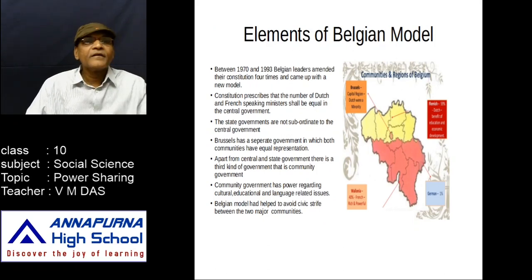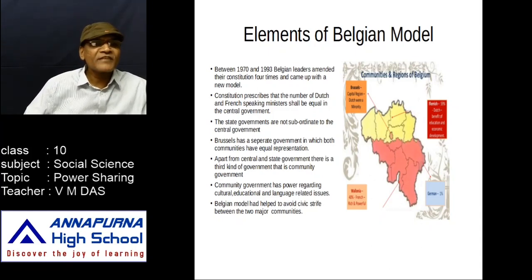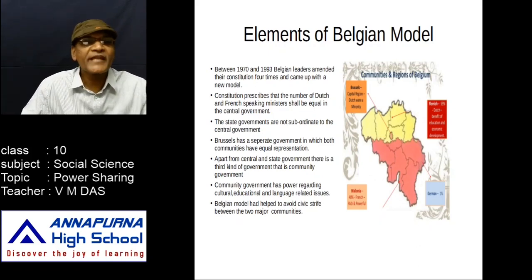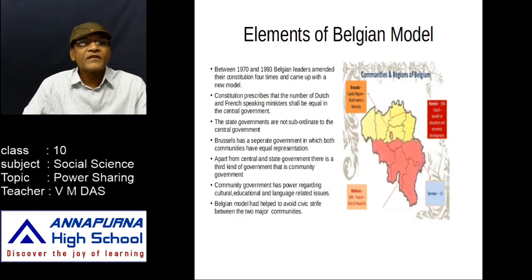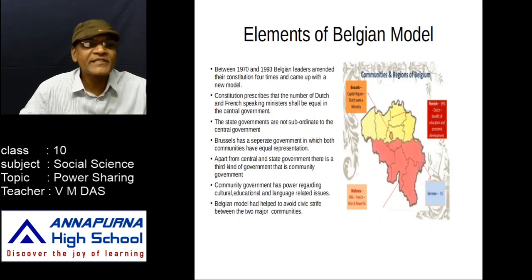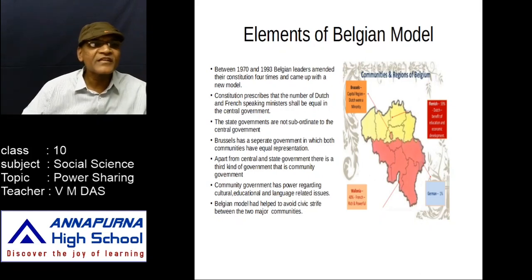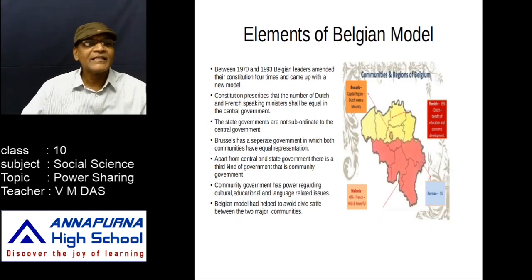Now let me tell you about the elements of the Belgian model. Between 1970 and 1993, Belgian leaders amended their constitution 4 times and came up with a new model. The constitution specifically prescribes, dear children, that the number of Dutch and French speaking ministers shall be equal in the central government. The state governments are not subordinate to the central government.